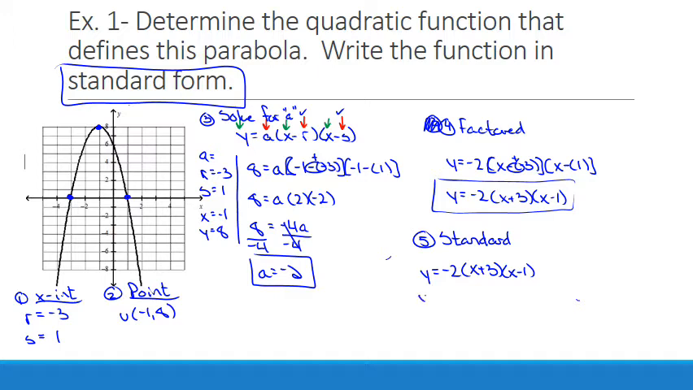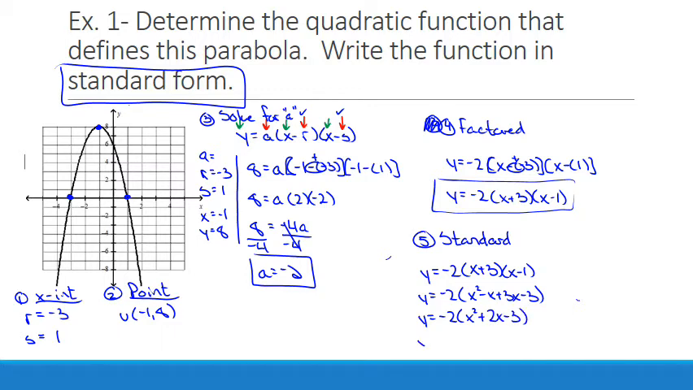And then I'm just going to take my time and multiply. However you want to do it, I'll do the brackets first. So I'm going to get x squared minus x plus 3x minus 3. And again, I'm just taking my time and going through it here. So x squared plus 2x minus 3.